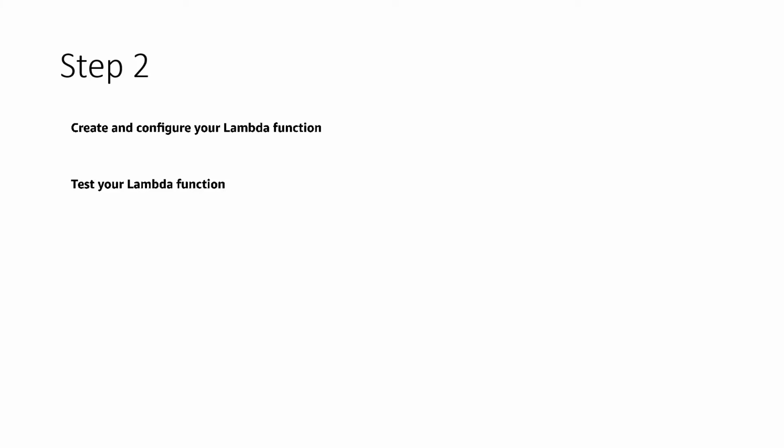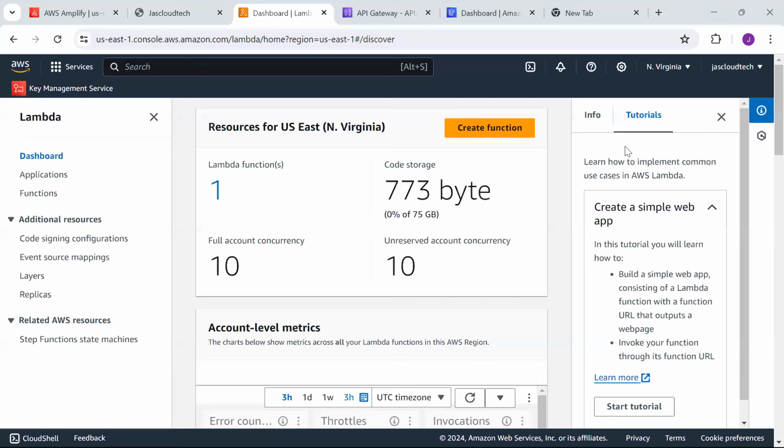As discussed earlier, in the second step, we will be creating a Lambda function from scratch. We'll be using Python 3.8, and we will see how we can create and configure a Lambda function. We will also test that Lambda function. This is a separate step number 2, irrespective of AWS Amplify. So let's proceed to the console and open Lambda.